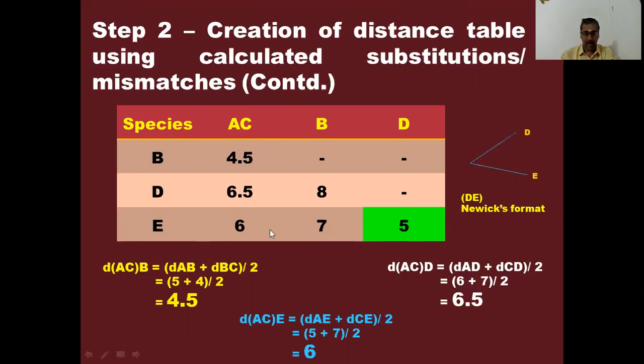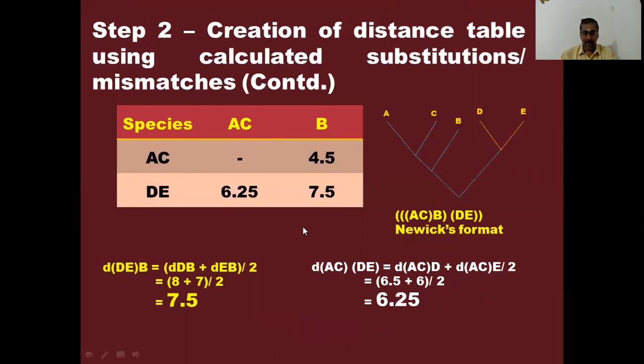Then we found D and E is very close. Yes, I have amalgamated D and E. Now left is only B. Now the intention here is to find whether B is close to AC or B is close to DE. Now in this table, you can see the distance between AC and B, and the distance between D and B, we can find, right?